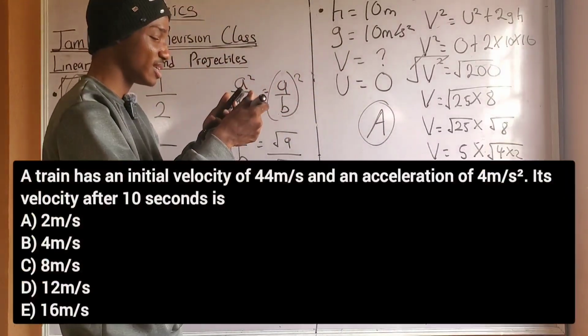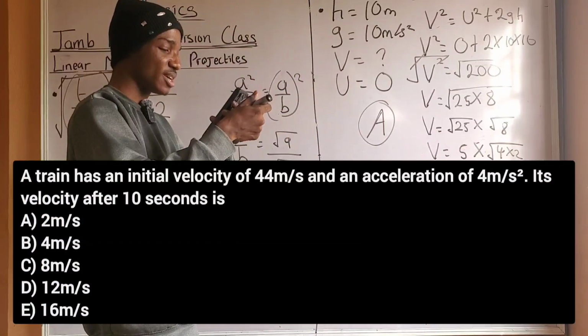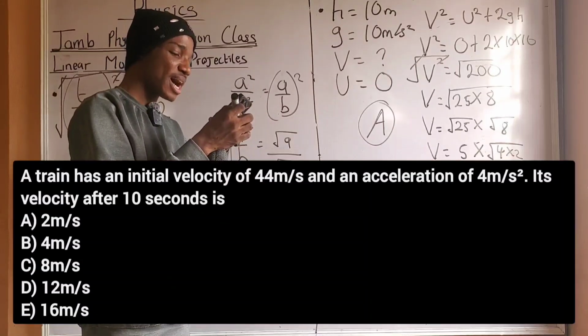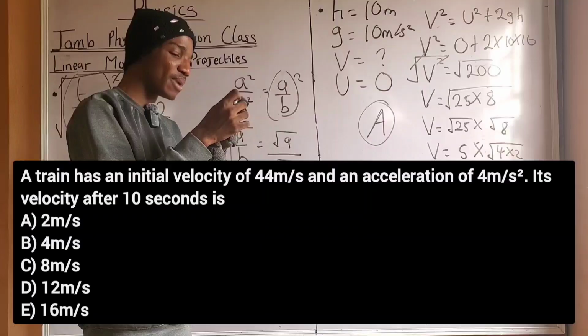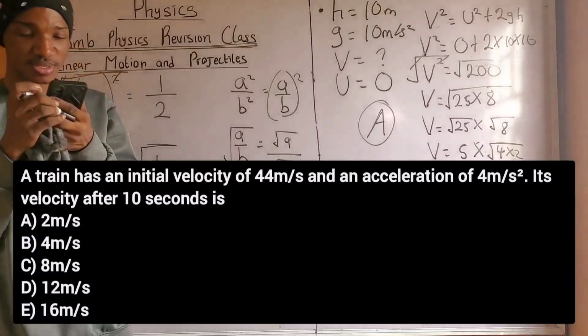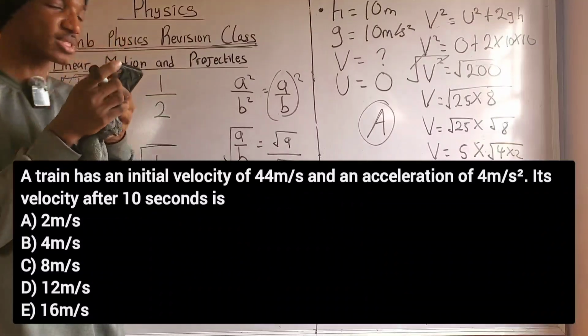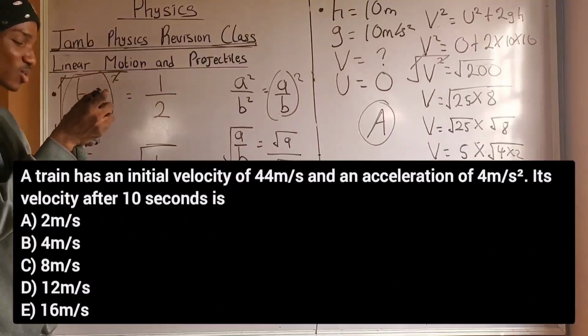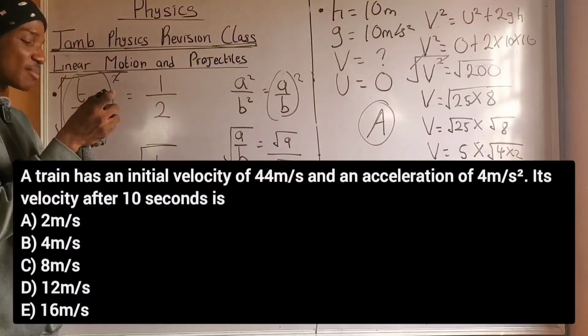Okay, now let's look at the next question. A train has an initial velocity of 44 meters per second and an acceleration of 4 meters per second squared. Its velocity after 10 seconds is A, 2 meters per second, B, 4 meters per second, C, 8 meters per second, D, 12 meters per second, E, 16 meters per second.